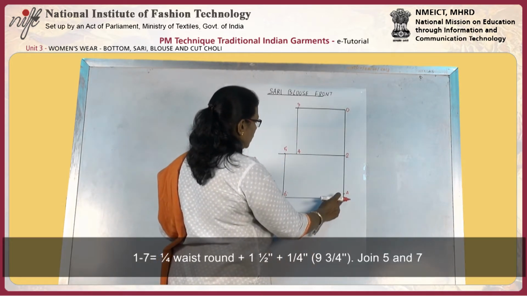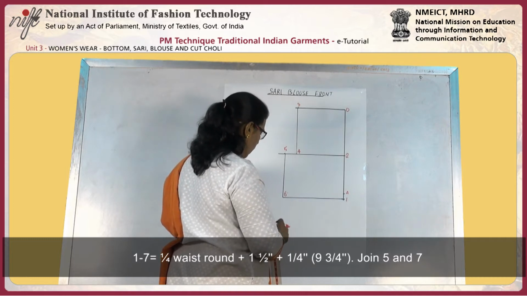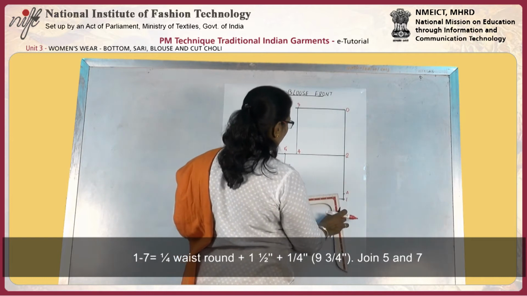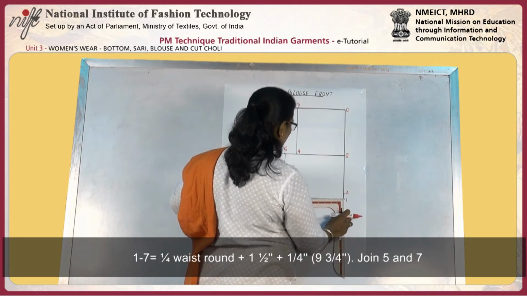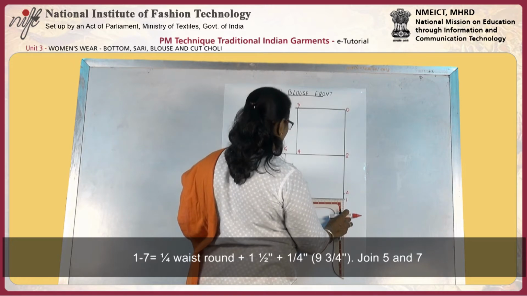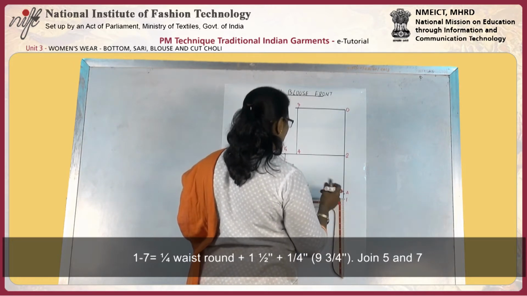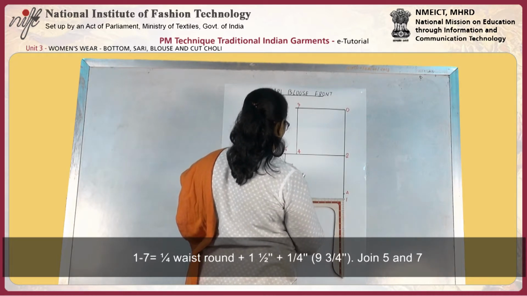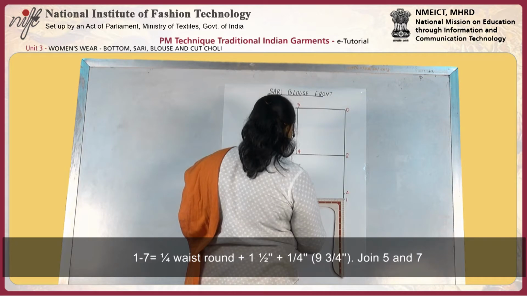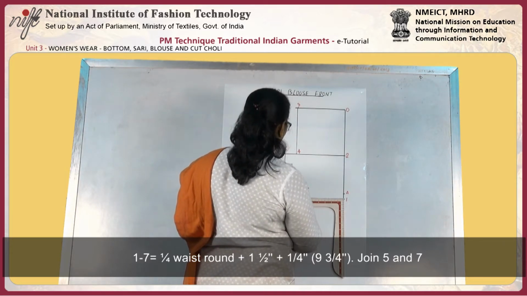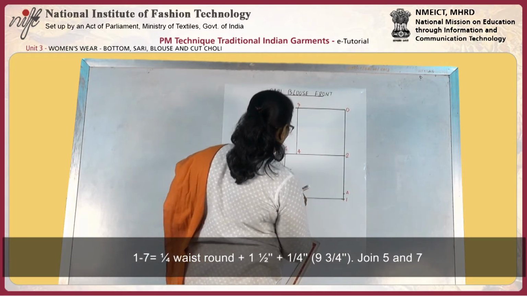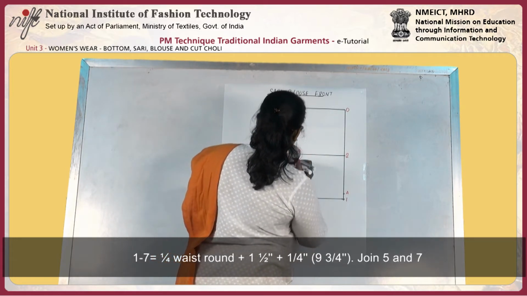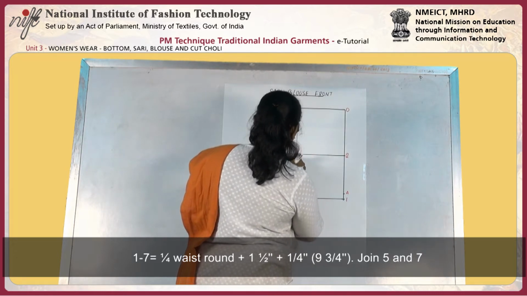And the 1 to 7 is equal to 1/4 of the waist plus 1.5 inch plus quarter inch. So, 1 3/4 inches we should allow. 1/4 of the waist is 7 inches plus 1 3/4 inches is around 8.25 inch. Mark 7 and join 5 and 7.